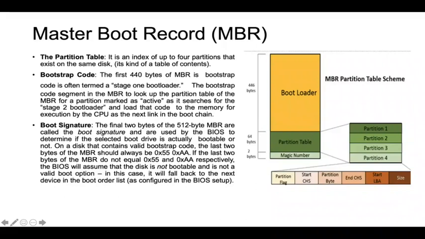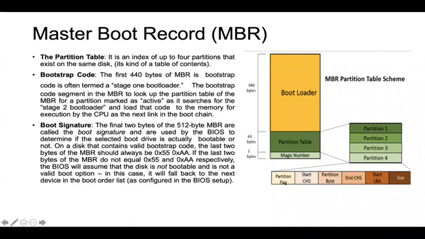The boot signature. The final 2 bytes of the 512 bytes of MBR are called the boot signature and are used by BIOS to determine if the selected boot drive is actually bootable or not. On a disk that contains valid bootstrap code, the last 2 bytes of MBR should always be hex 55 hex AA. If the last 2 bytes of MBR do not equal hex 55 hex AA, respectively, the BIOS will assume that disk is not bootable and is not a valid boot option.